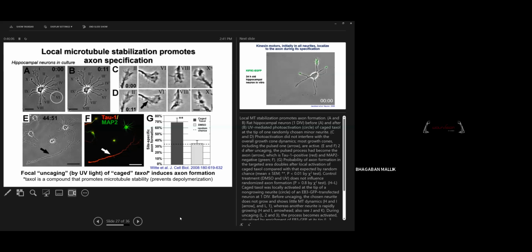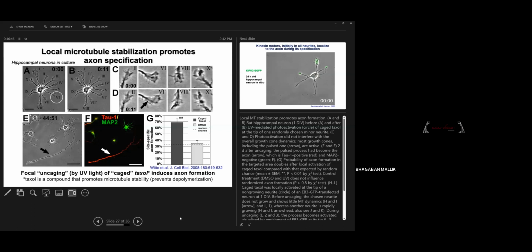The caged taxol doesn't stabilize the microtubule; uncaged taxol stabilizes the microtubule. So here the neuron is cultured with caged taxol. We want to know what happens if you uncage this taxol in particular neurites. So they marked this neurite with a rounded marker, and they uncage the taxol by putting on UV light.